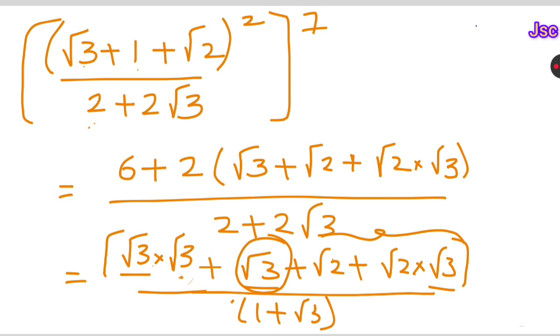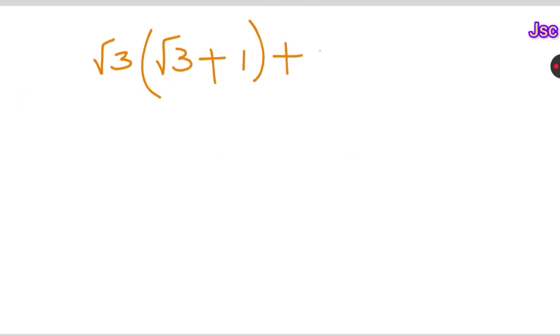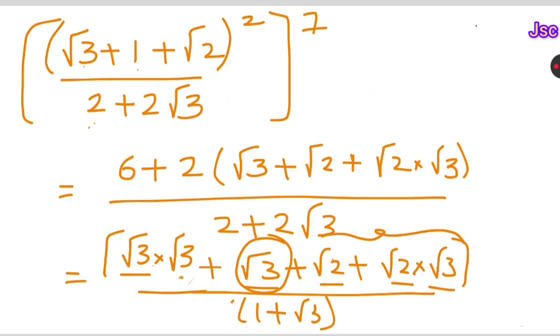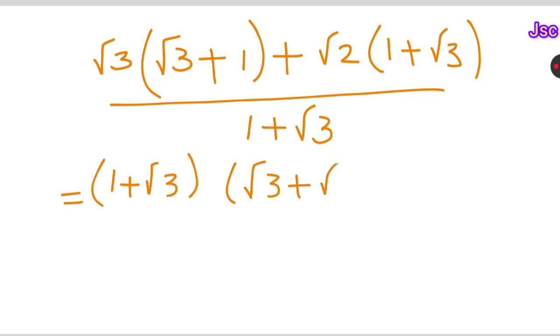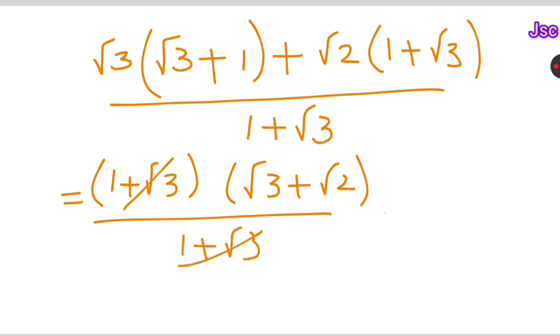here in these two terms we have root 2 and root 2. So let's take root 2 as common. So you're left with 1 plus root 3, over the denominator we have 1 plus root 3. So now 1 plus root 3, take it as common. So you are left with root 3 plus root 2 divided by 1 plus root 3. So these two terms are cancelled. After simplifying we got root 3 plus root 2.